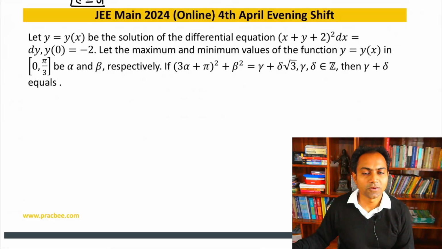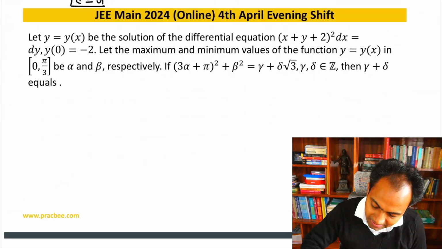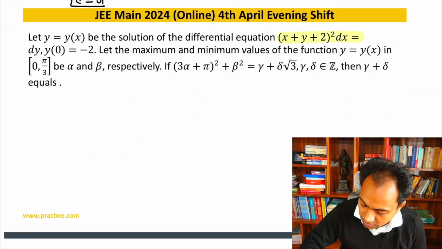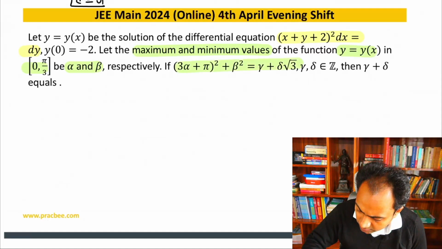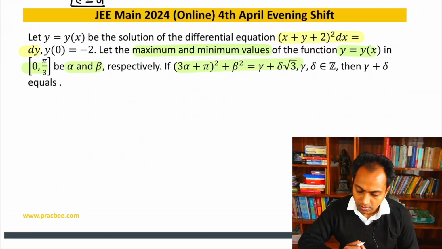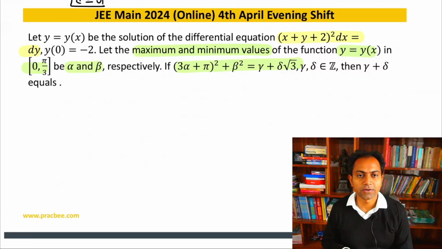Now for solving this 2024 question, you have been given an equation in the same reducible form, and then there is a twist to the question. They are saying the maximum and minimum value of this function in 0, pi by 3 is alpha, beta, and they want us to find the value of this expression. So once we have looked into this question, let us see what we can do.